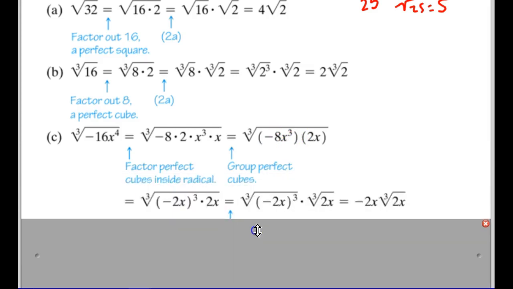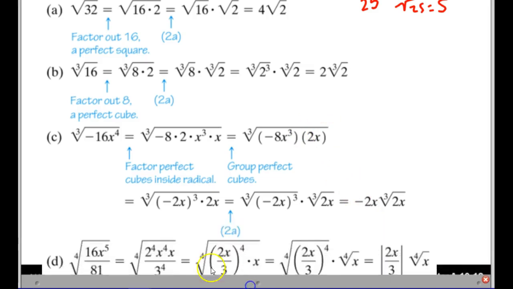So those I go ahead and pull out, so I end up with a negative 2x because that's the cube root of negative 8x cubed. This x has to stay inside my radical sign. Okay, and here's my one final little example.